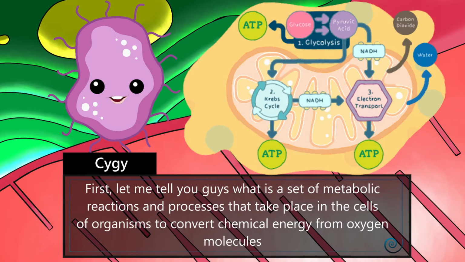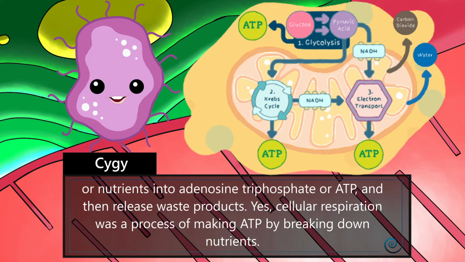First, let me tell you guys what it is: a set of metabolic reactions and processes that takes place in the cells of organisms to convert chemical energy from oxygen molecules or nutrients into adenosine triphosphate, or ATP, and then release waste products. Yes, cellular respiration is a process of making ATP by breaking down nutrients.